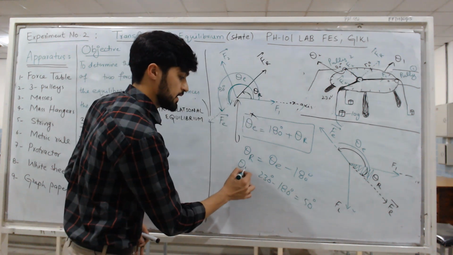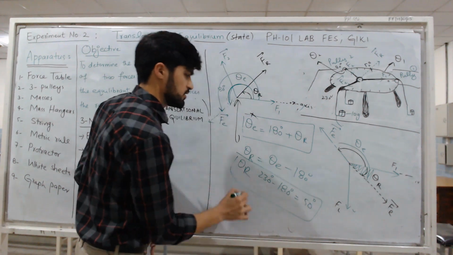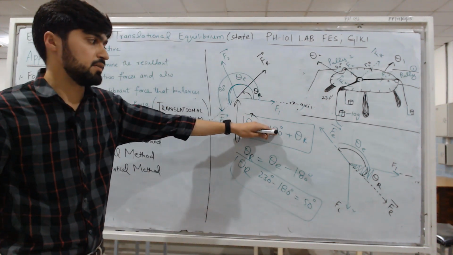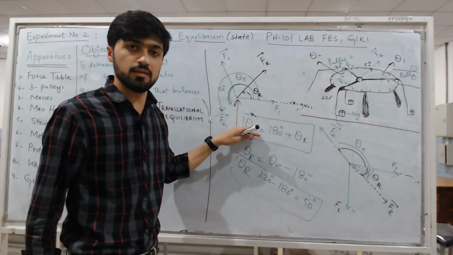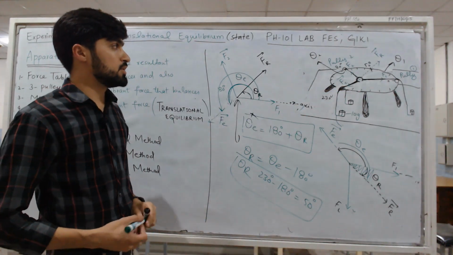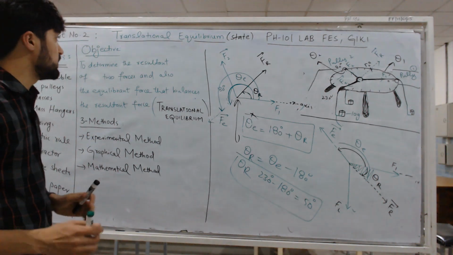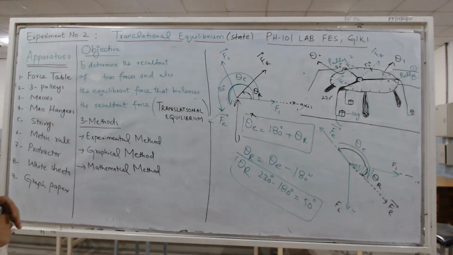You just have to play with the equation. This is simple. If you have one value, you can find the other value. So this was about experiment number 2, translational equilibrium.